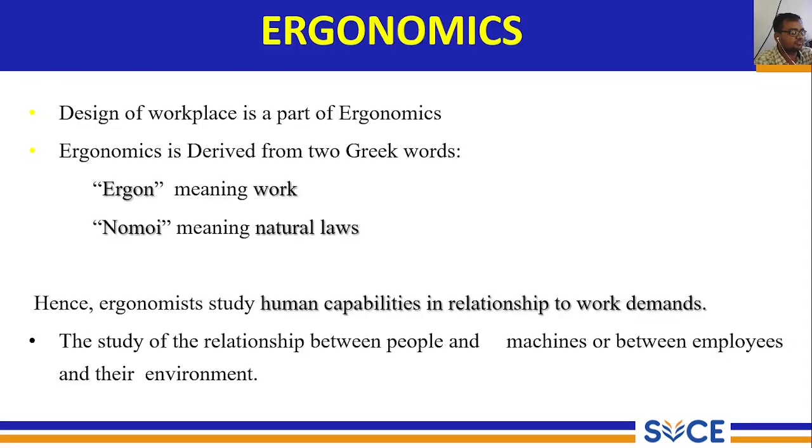The word ergonomics is derived from Greek words. Most of our words are derived from Greek, and the word ergon in Greek refers to work, and nomos refers to natural laws. So, it's a combination of ergon and nomos. That's what ergonomics is about. The design of workplace is a part of ergonomics, which studies the relationship between people and machines, or between employees and their environment.